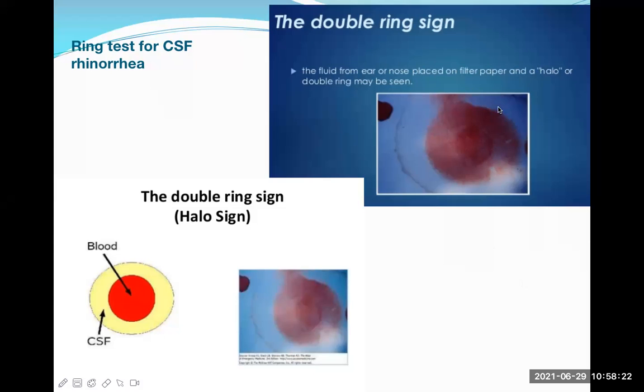This type of test can also be done in case of CSF otorrhea, not only for rhinorrhea. CSF otorrhea as well. The concept here is whether CSF is mixed with the blood or not. We want to detect that.